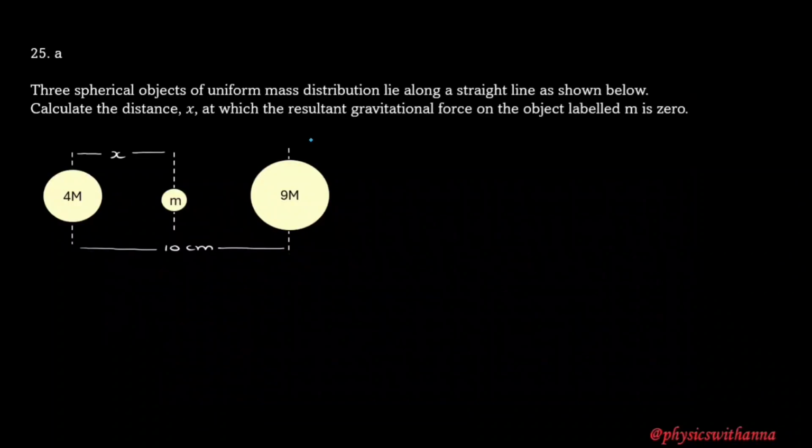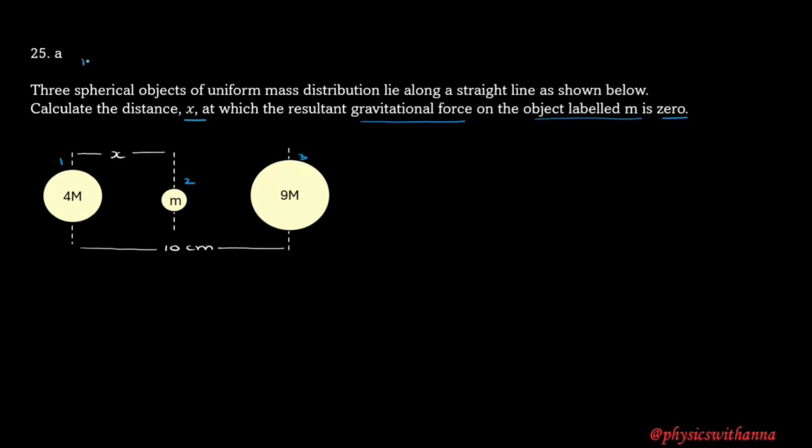Question 25a. Three spherical objects of uniform mass distribution lie along a straight line as shown below. Calculate the distance x at which the resultant gravitational force on the object labeled M is zero. So here you have three spherical objects. I will label them as 1, 2, and 3.